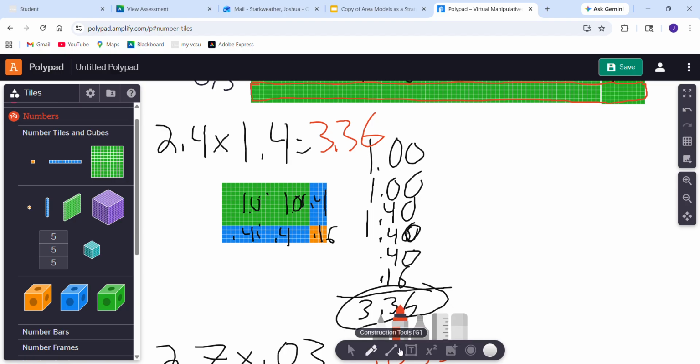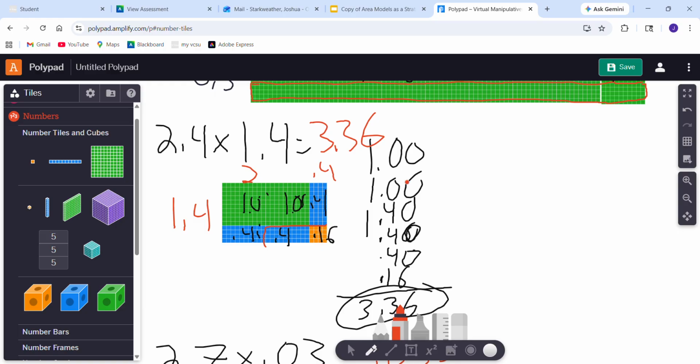I'll even draw it in because I forgot to do that before I started recording. So this side represents 1.4, and this side represents 2 and 0.4. So I have the 1 and I put the 0.4 in. Then these ones right here, I had to fill in to make a complete rectangle. And then I added it all together.